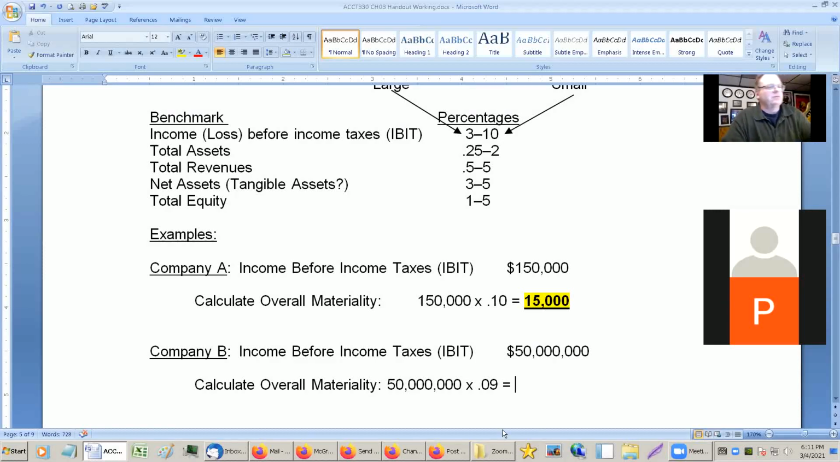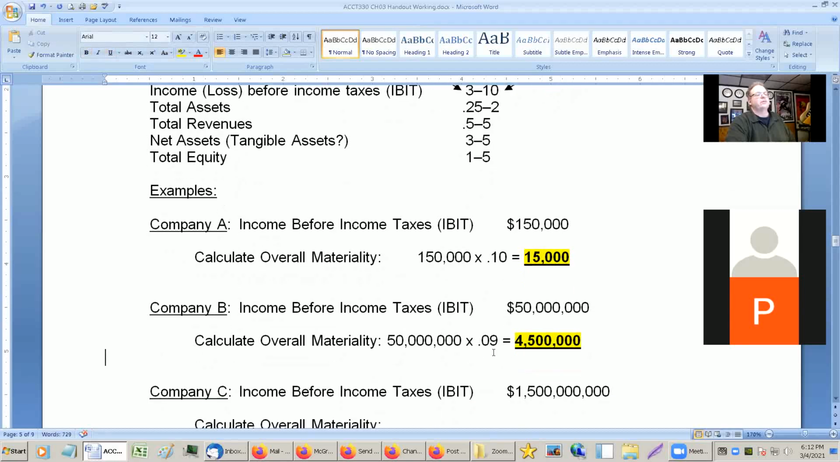All right, so what is that? 4,000, 4,500,000? I don't know. Let me see here. Okay. So this would be 4 million, $500,000. If we were counting inclusion, 9% would be the appropriate amount. That's what we'd be looking at as far as being material.